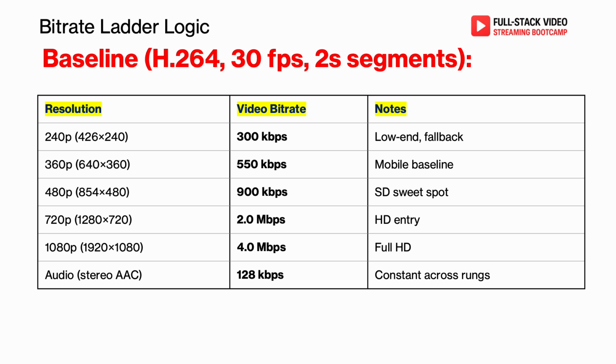Here's a proven starter ladder for H.264. 240p at 300 kilobits per second, 360p at 550, 480p at 900, 720p at 2 megabits, and 1080p at 4 megabits. Audio stays at 128 kilobits per second.